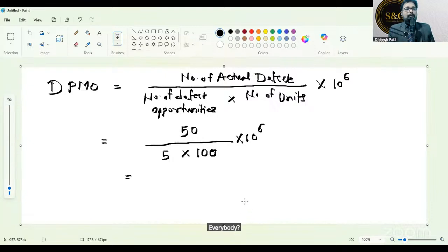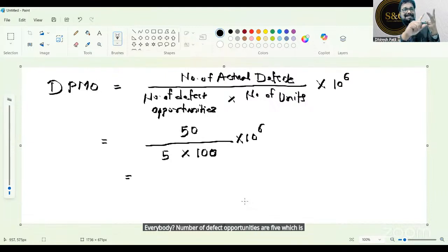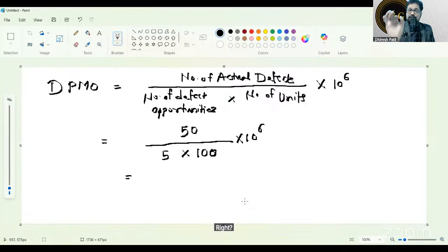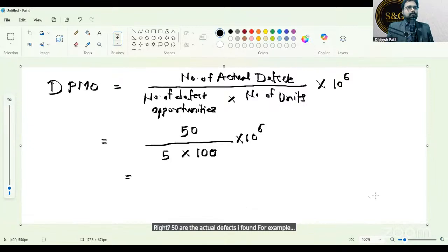Number of defect opportunities are 5, which is buttons missing, stain, the size problem. Okay, those are the 5 defect opportunities we found out. Right? 50 are the actual defects I found. For example. Okay, clear? Yes. So let's find out.